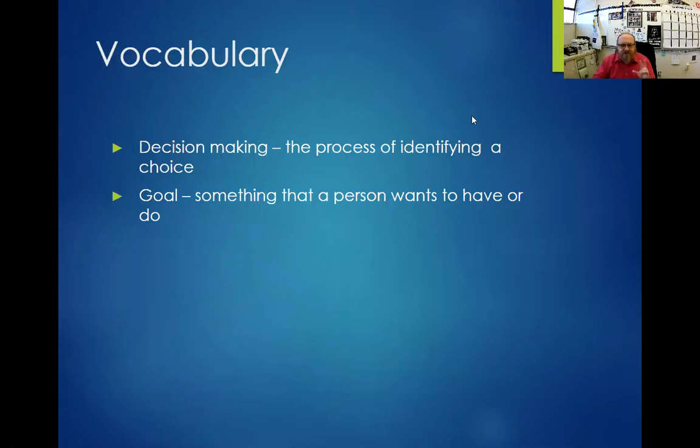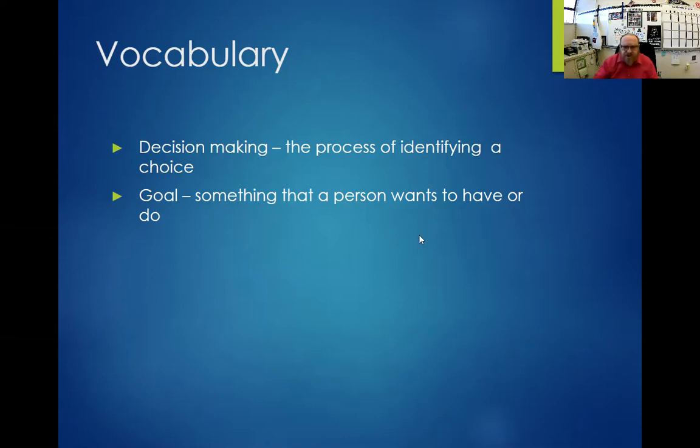Before we go on any further, two terms you need to know. Decision making is basically the process of identifying a choice. Just the process of identifying the choice. So that's that five-step process. The goal is something that you want to happen or something that you want to do.